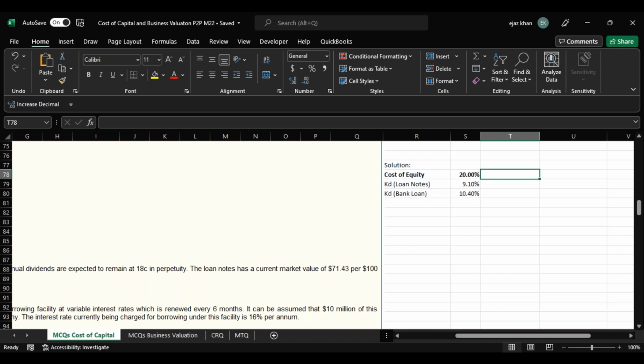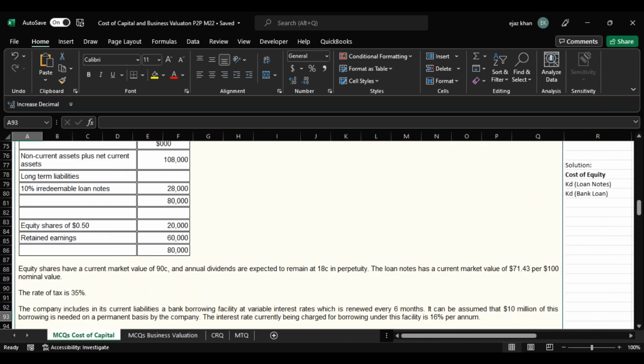Now, we usually don't have the choice. It is always the question that will mention which values should be used. In case there is nothing mentioned about which values to be used, usually it should be the market values. As far as possible, we should be using market values. But in case we don't have any information related to market values of these debts, then helplessly we have to use book values.